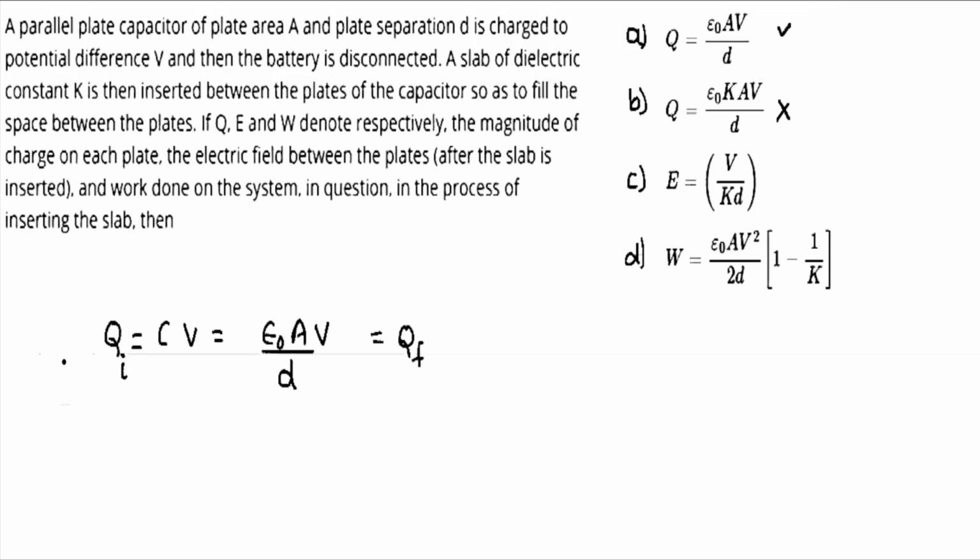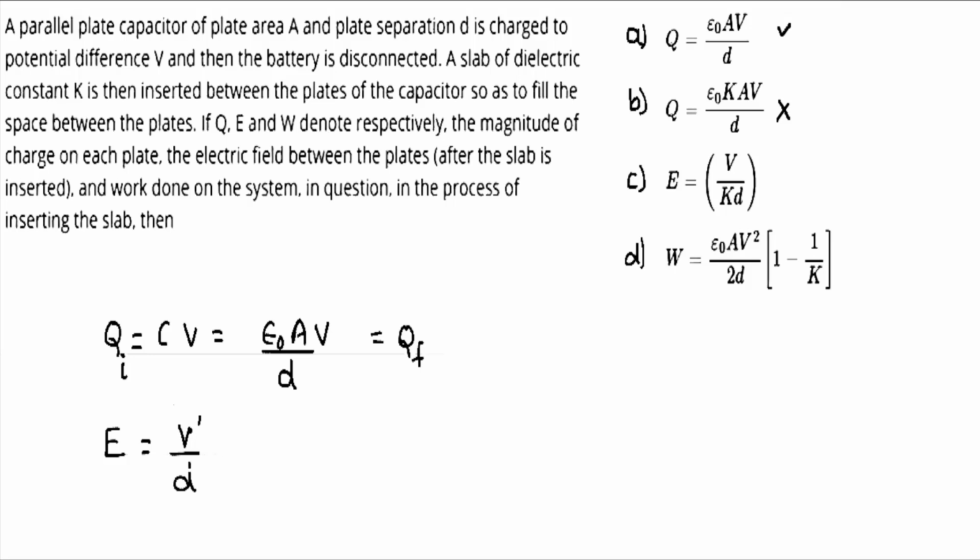Now we need to find the value of the electric field. We know that the electric field after the dielectric is inserted would be V dash divided by D, because we have not changed the value of the separation. It is D, and electric field is defined as the ratio of potential difference to D. Now what would be the value of the potential difference after we have inserted the dielectric? So we need to put this value.